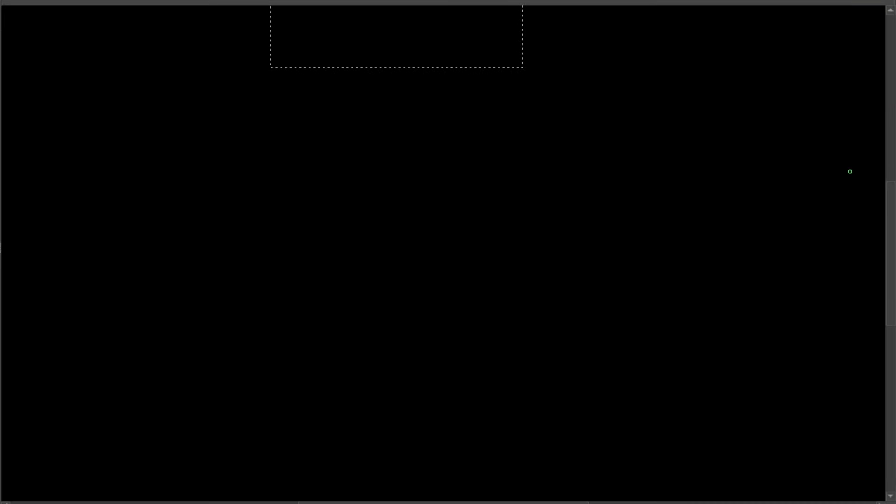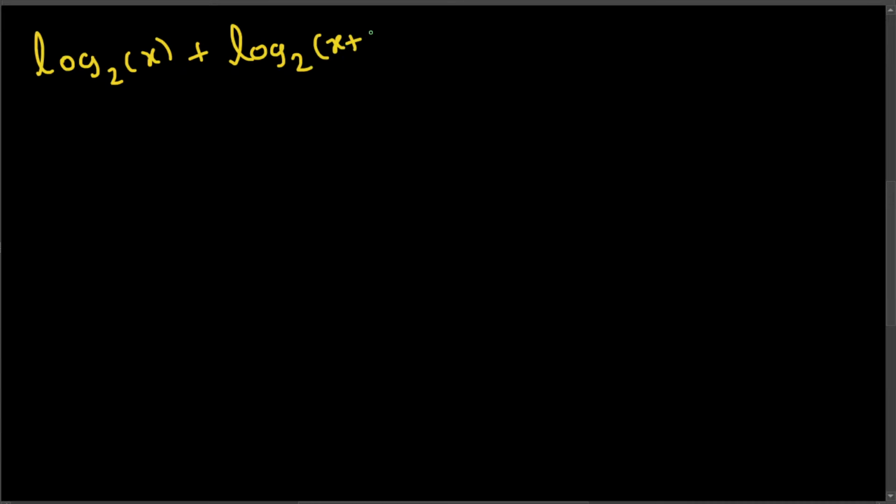Let's say we have a question like this. Let's say we have a logarithmic equation given like log 2 of x plus log 2 of x plus 4, that is equal to 5. For this one, we have the same base, log 2, but we don't have a log on the other side, so we cannot equate. There's another thing we can do.